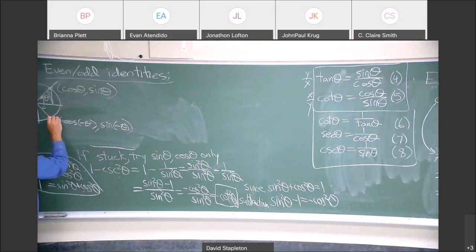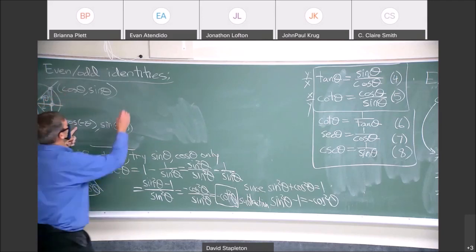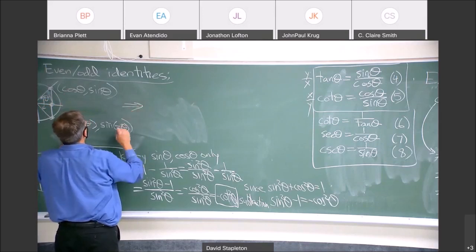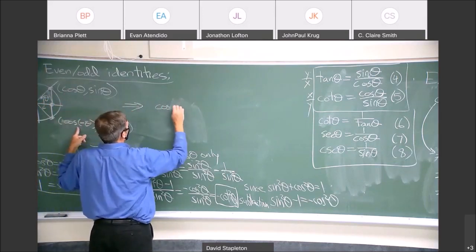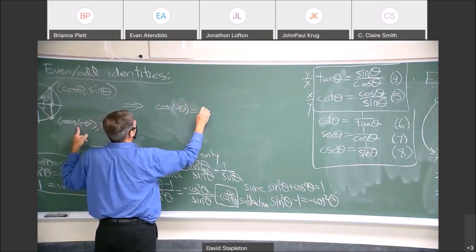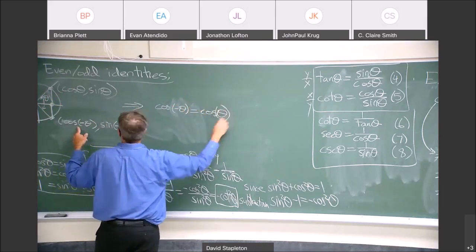And when I drop the perpendicular, where does it land? Same point, right? Because I turned the same angle but negative. So it drops to the same point. Now I notice if they drop to the same point, the x coordinates are equal. So cosine theta is equal to cosine of minus theta. So I'll say this implies that cosine of minus theta is cosine of plus theta. We just proved it on the unit circle, right?